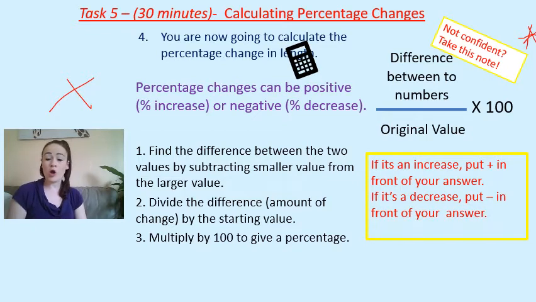Now, all you have to do is look at the before and after. If it's an increase, if the after number is a bigger number, you add a positive. If the after number is a smaller number, you add a negative. And that's how you work out whether it's an increase or a decrease.